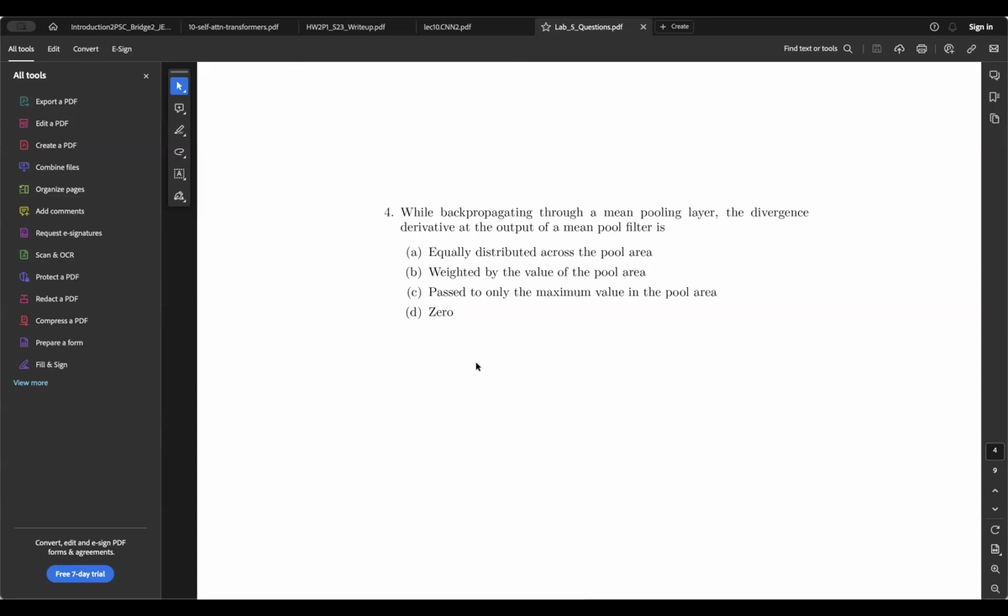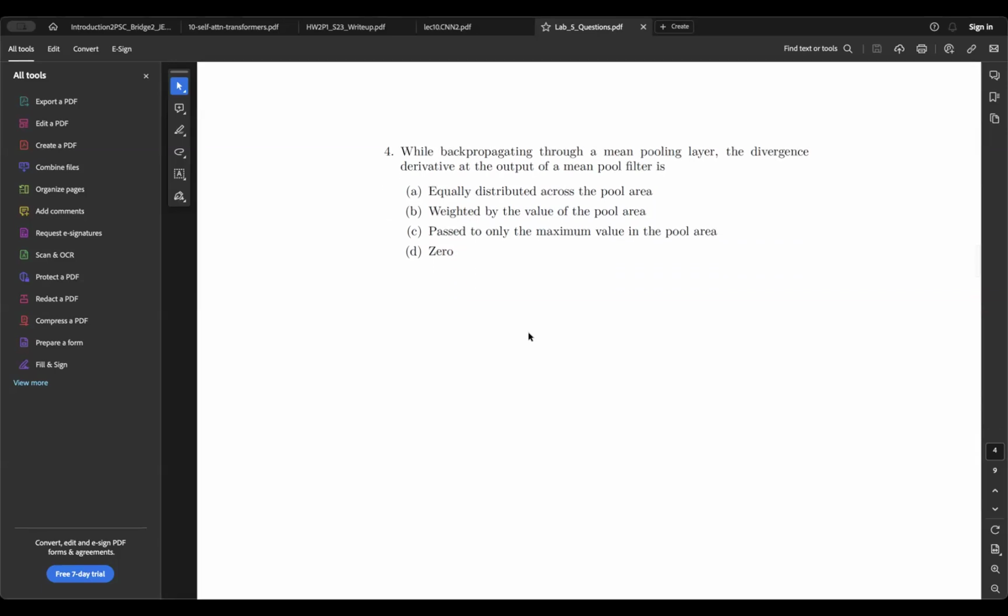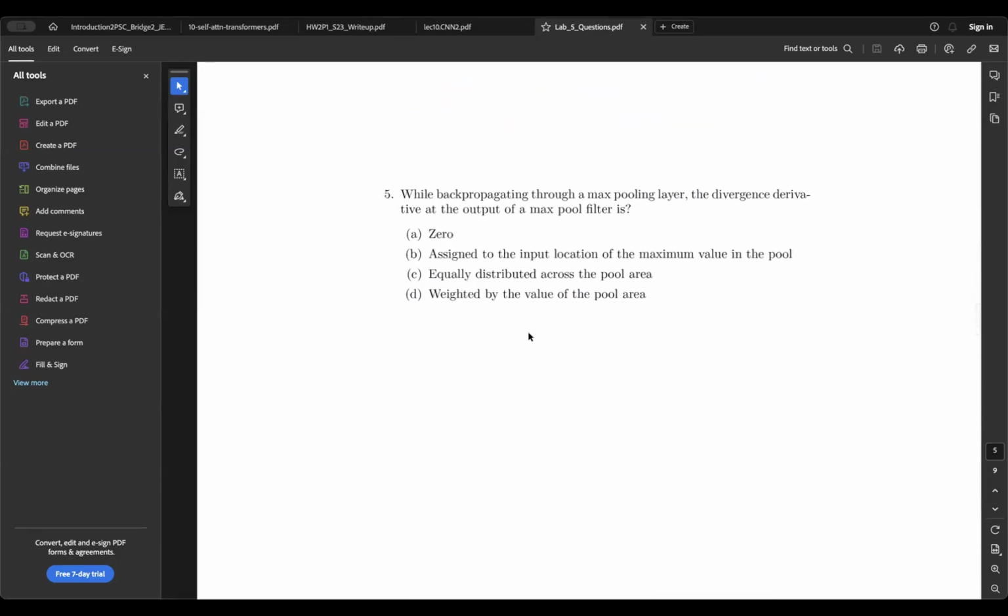All right. If you've gone through the homework, you should know that when you're back propagating through the mean pooling layer, you use 1 divided by, so if it is a 2 by 2 region, you use 1 over k squared, where k is your kernel size. Then you multiply that by the derivative from the output, and each of the elements within that region gets that as its gradient. So we shall move on to the next question.